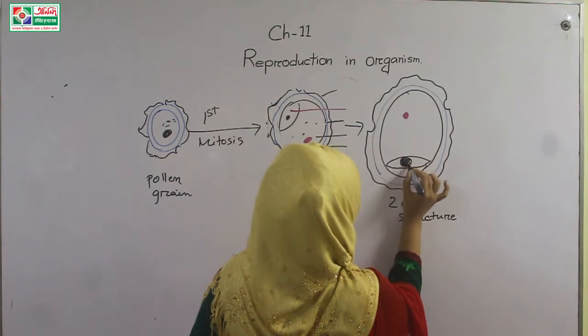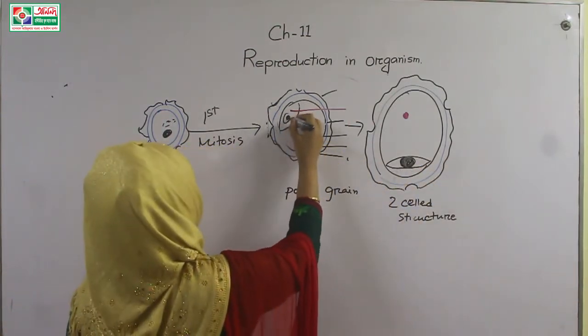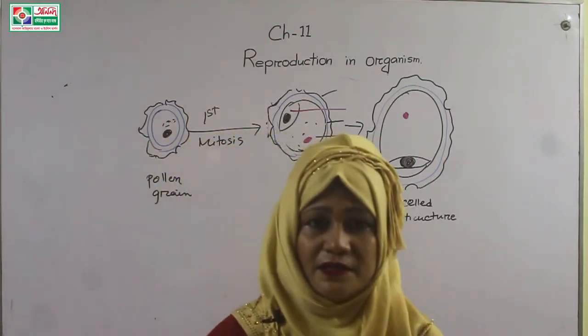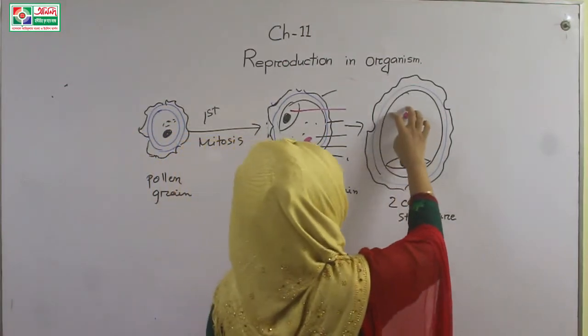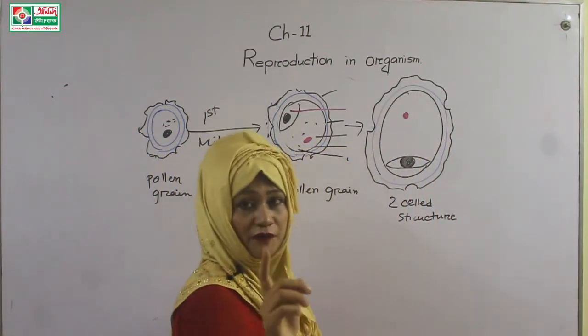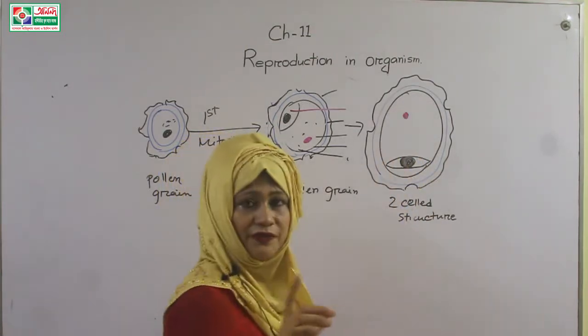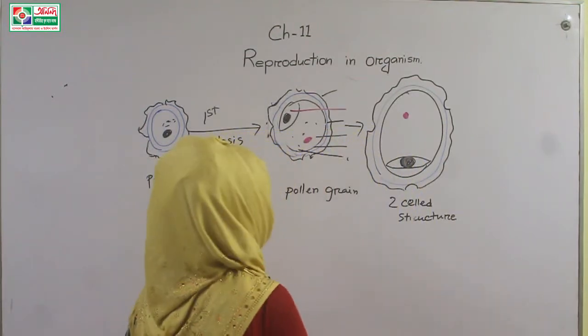Generative cell has larger nucleus. Vegetative cell has smaller nucleus. It has larger cytoplasm. That means the vegetative cell has larger cytoplasm, but the generative cell has smaller cytoplasm.